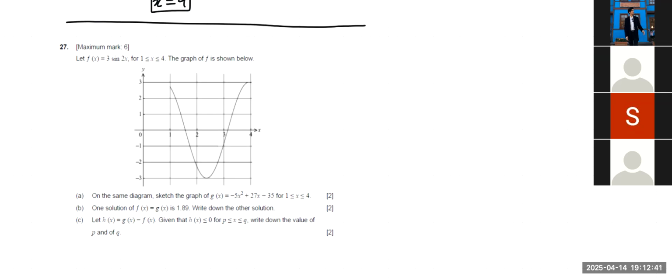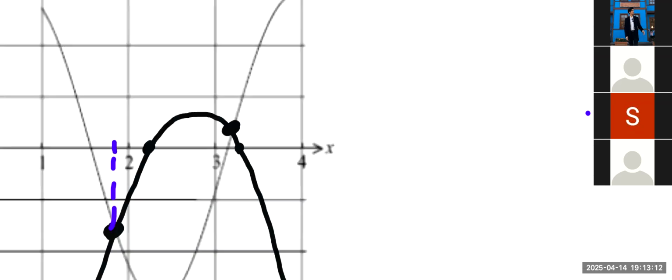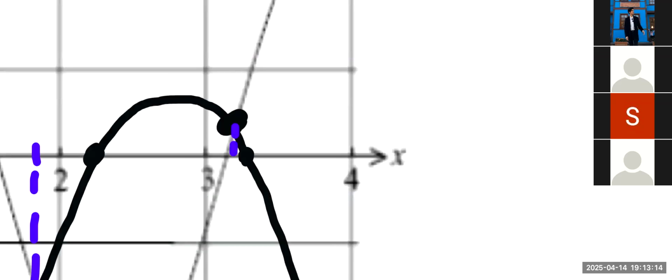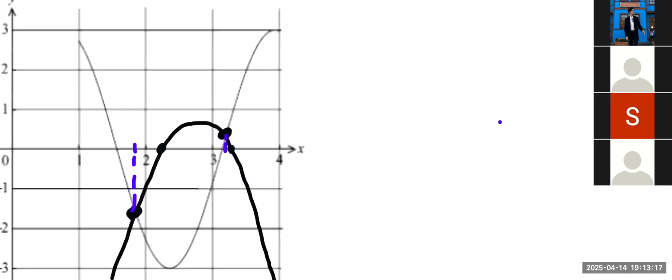x-intercepts are 3.238, which is somewhere around here, and 2.16, which is somewhere around here. And since it's -5, that means it's an upside down parabola. Now, you see that the parabola meets your sine at 2 different places. The first place has an x value of this much, I don't know what that is, and the other intercept has an x value of whatever that is. Can't really see well, but it's somewhere in there, right?